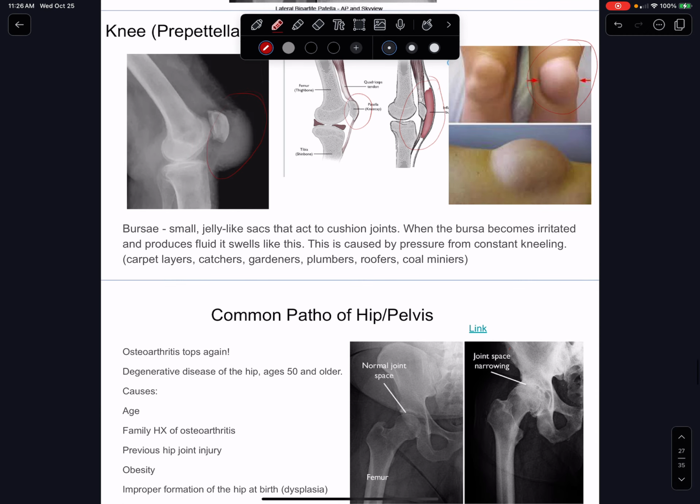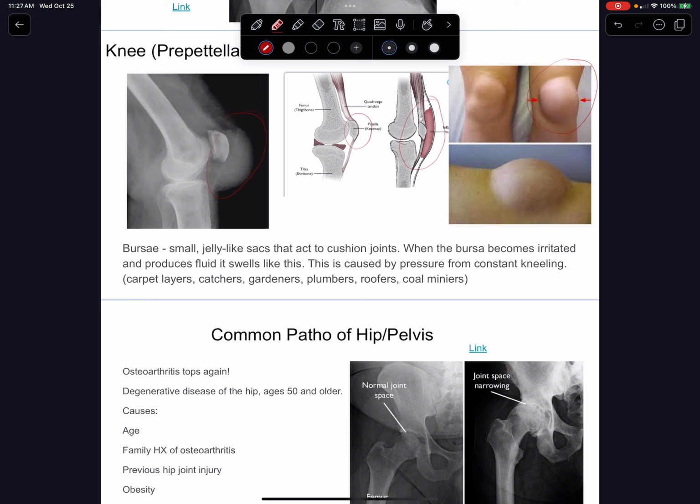Common for people that are constantly kneeling or using their knees a lot for their work. People that lay carpet, they have to use that little machine where they constantly hit it with their knee. Something like that, continuous repetitive motion like that, is going to cause that problem.